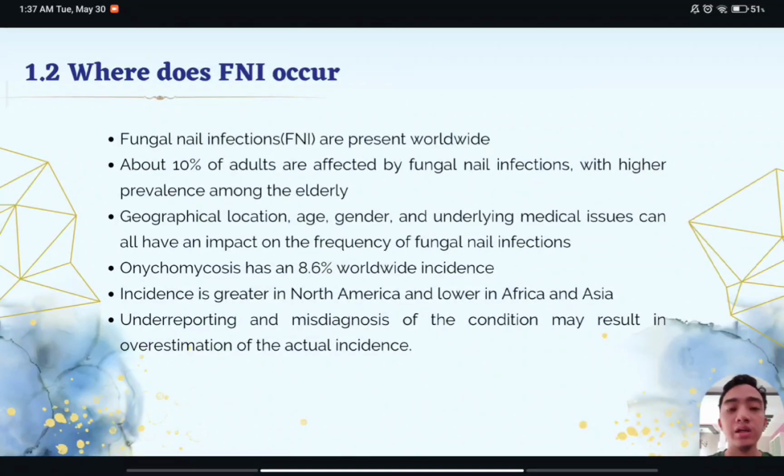Fungal nail infections are present worldwide. About 10% of adults are affected by fungal nail infections, with high prevalence among the elderly. Geographically, location, age, gender, and underlying medical issues can all have an impact on the frequency of fungal nail infections. Onychomycosis has an 8.6% worldwide incidence. Incidence is greater in North America and lower in Africa and Asia. Underreporting and misdiagnosis of the condition may result in overestimation of the actual incidence.